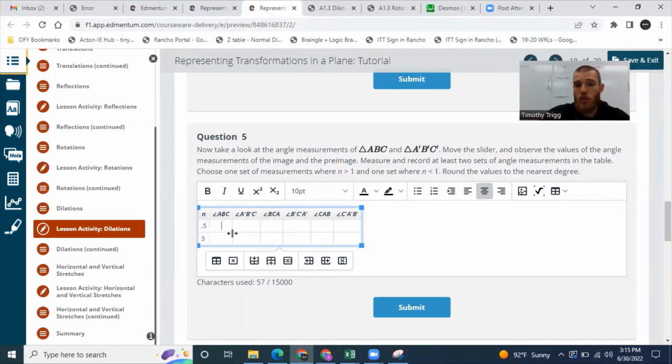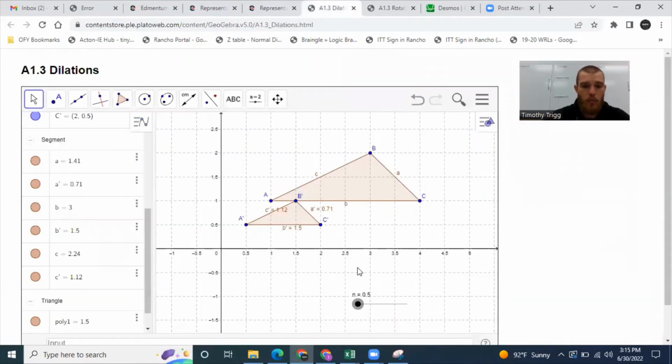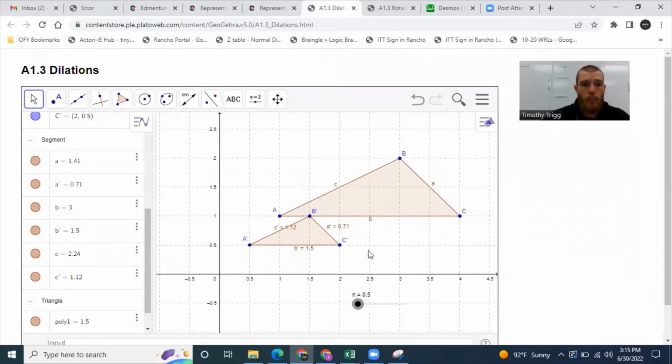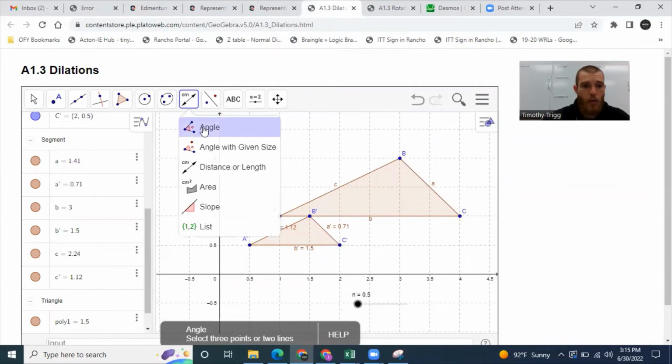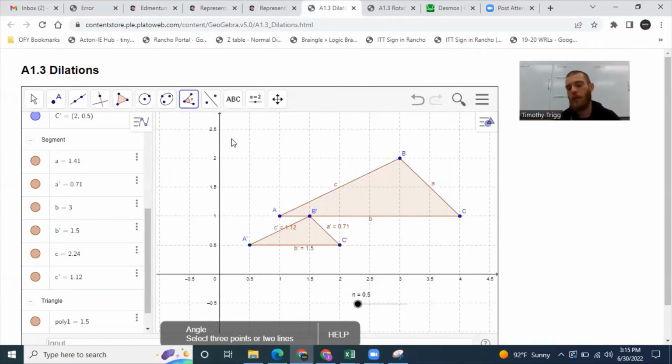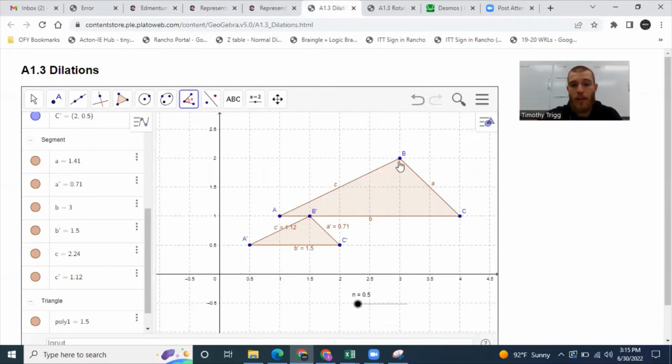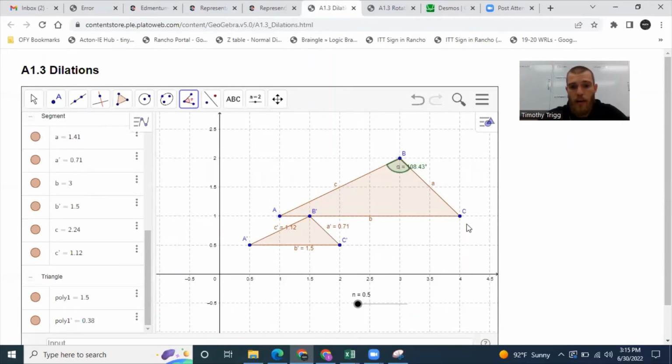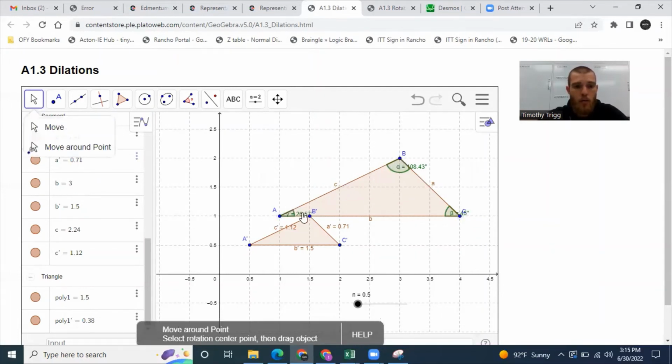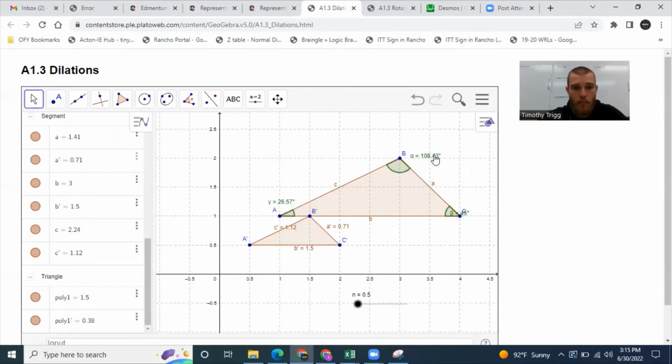Then we want to find the measure of the pre-image angle as well as the image's angle. So how do we find the angle measures? Well, remember, we can go right here, go to angle. Then to find the angle measures, the one thing we want to keep in mind is that we want to click going clockwise. So if I want to find the measure of angle B here, I would click A, B, C. Then to find the measure of angle C, I would click B, C, A. Then to find the measure of angle A, I would click C, A, B. Now you may need to move these so you can clearly see them, like so.